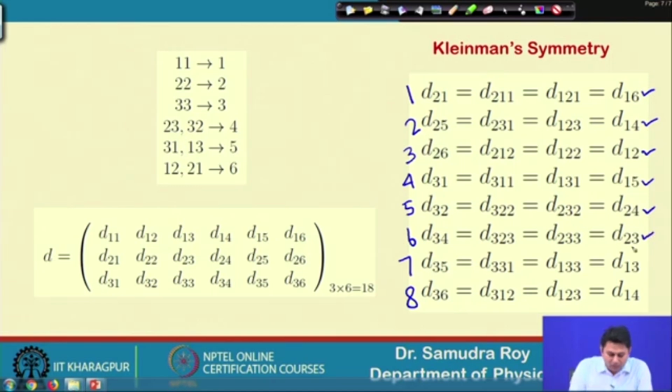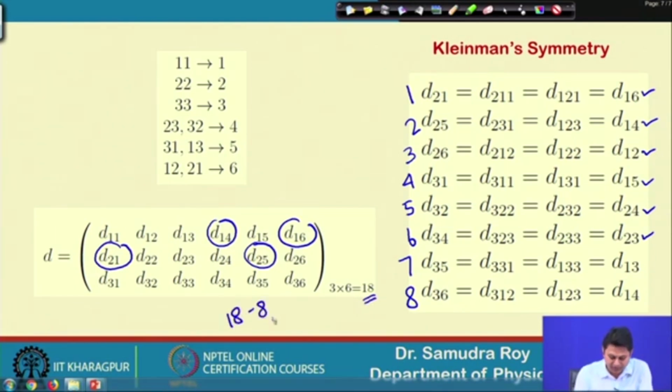That means whatever the independent coefficients here, the D matrix coefficients are not really independent, but there is some kind of symmetry which we call Kleinman's symmetry, under which a few of the terms are the same. So, if I now write D21, D16 and D21 are the same, D25 and D14 are the same. So, these 18 coefficients now reduce, using this symmetry, to 18 minus 8, which is 10.